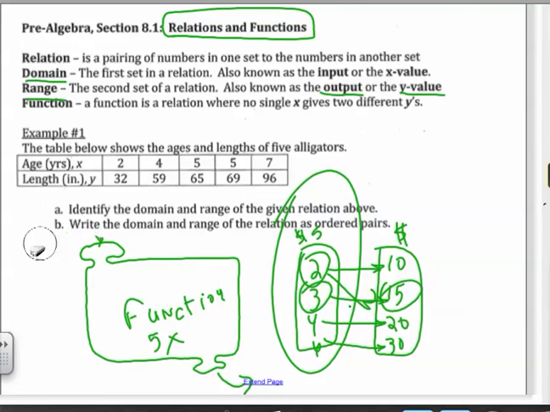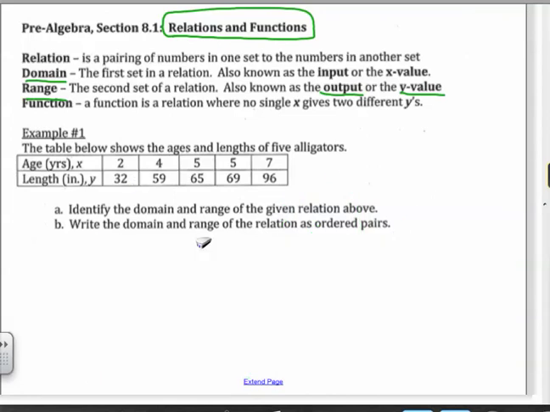So let's look at this. I may have time to finish the thing. Let me get all my pictures out of the way. All right? The table below shows the ages and lengths of 5 alligators. The first one's 2 years old and it's 32 inches long. 4 years old, 59 inches long. Do you see how they're kind of related? Can you describe a trend for me real quick here, Armand? As the age increases, what would you say? Yeah, the length increases some too, right? The younger ones are shorter than the older ones.